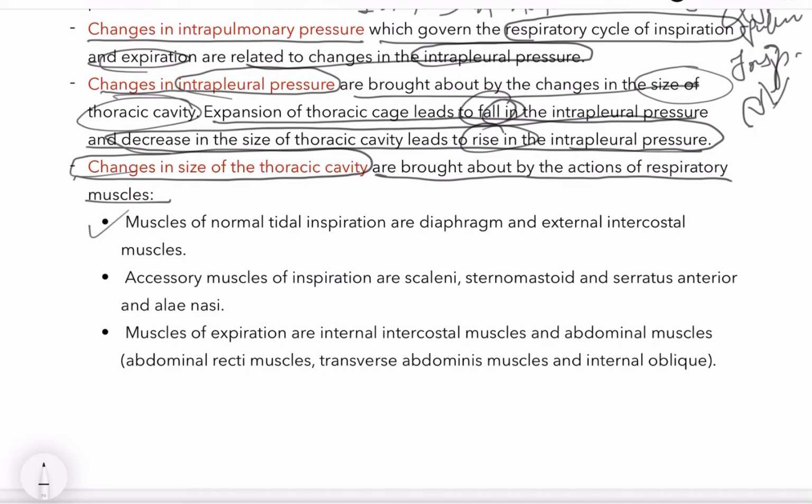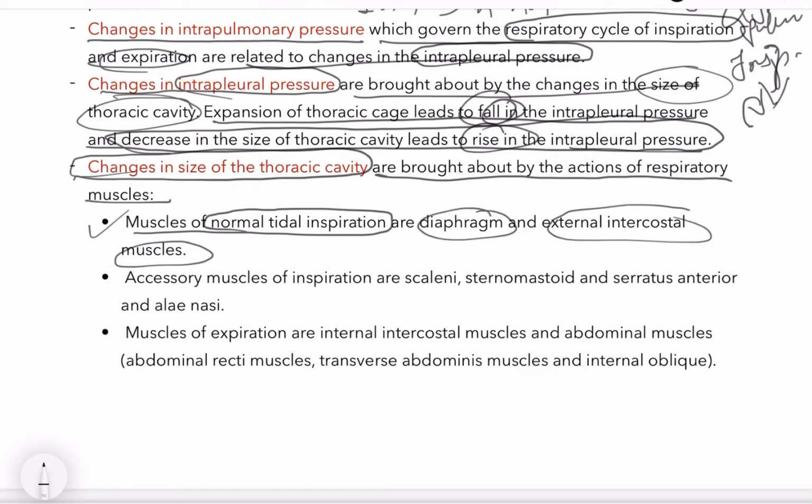First, muscles of normal tidal inspiration. Tidal inspiration means intake of air, and the muscles are the diaphragm and external intercostal muscles. So do remember these muscle names and their role. Normal tidal inspiration muscles are the diaphragm and external intercostal muscles.